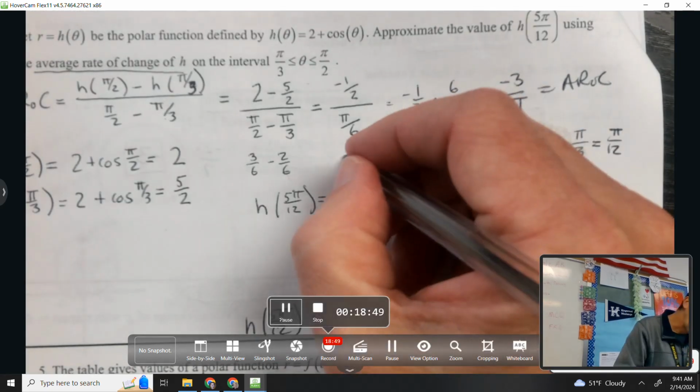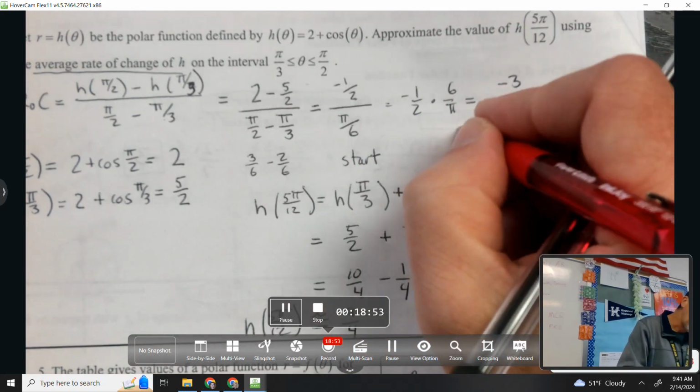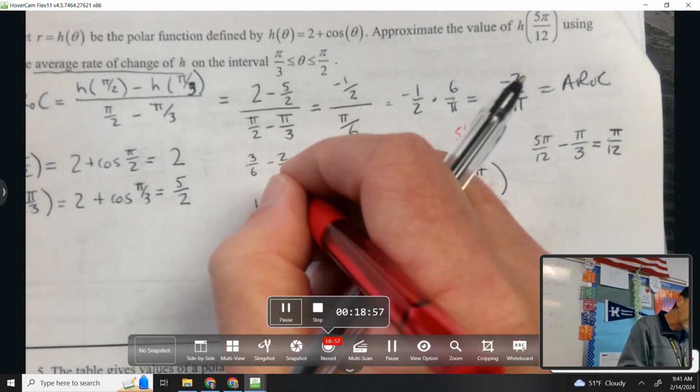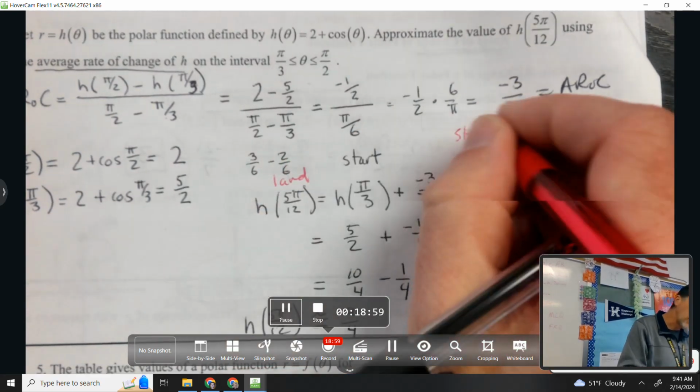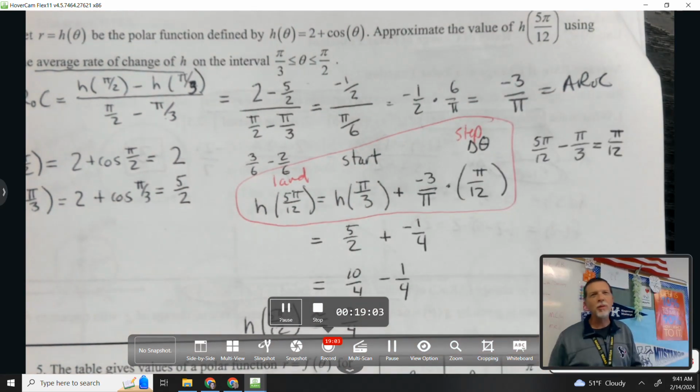Because I'm going to start at pi over 3. I'm going to step over pi over 12, and that's going to land me at 5 pi over 12. So it's not like a memorized formula. It's like, where do I start, how far do I go, and where does that end? And all those are connected to each other.